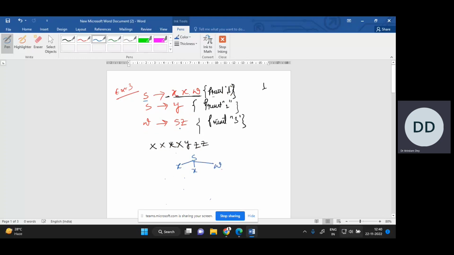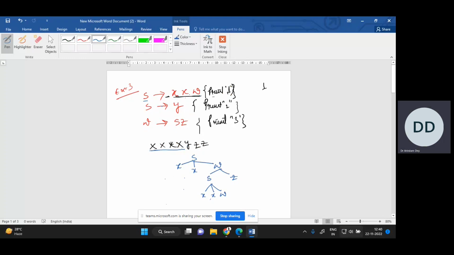W can be expanded to SZ. I'm expanding it to S and again to Z. Again, S can be expanded to XXW because I need quad X. So S, I am again expanding to X, X and W. Then that means already I have obtained X, X, X, X. So quad X already I have obtained. I need to obtain Y, Z, Z. So that means the Z to be expanded.